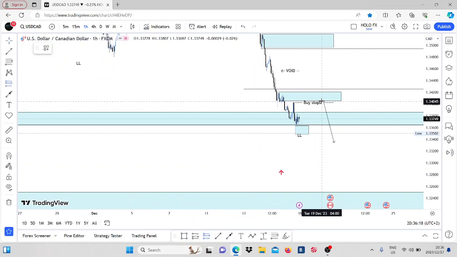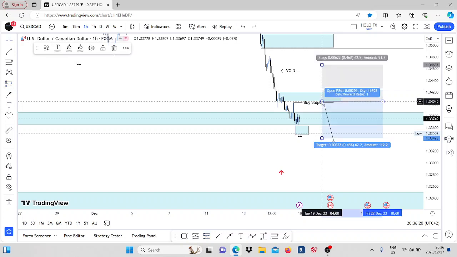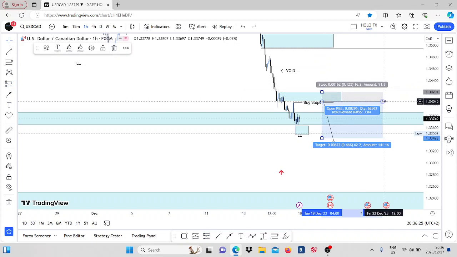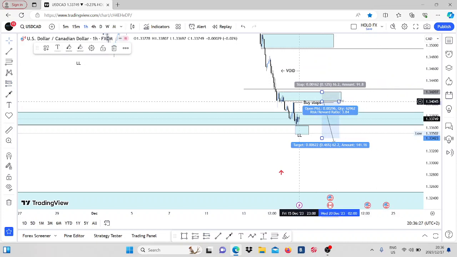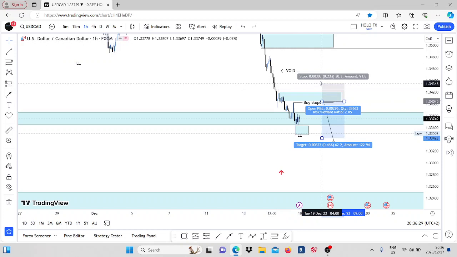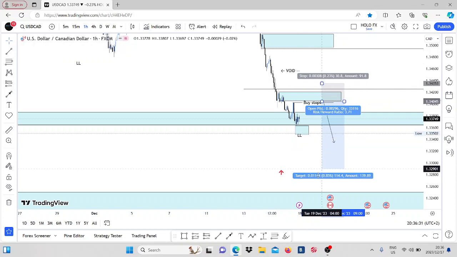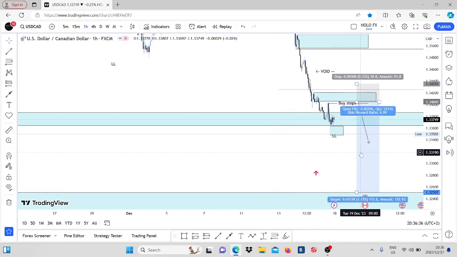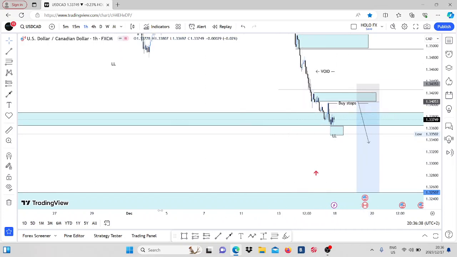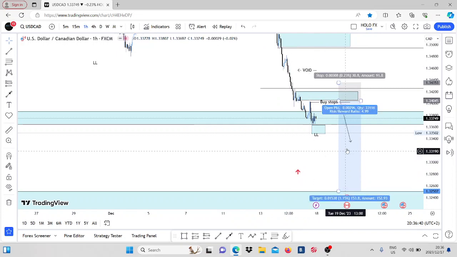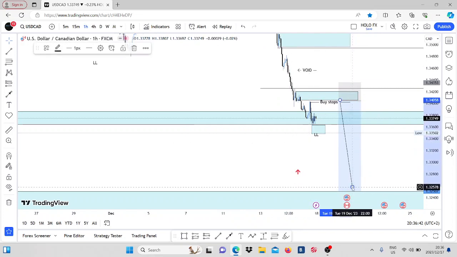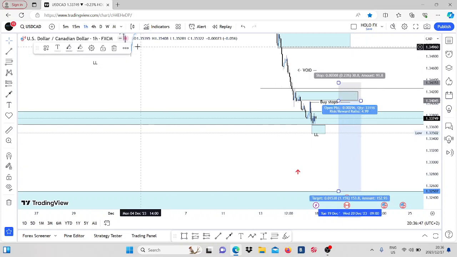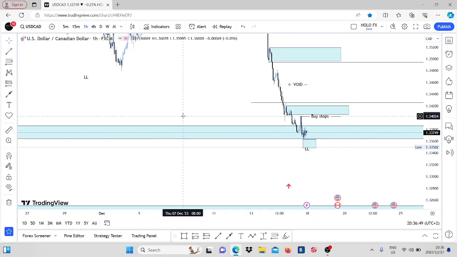If we're still selling, this would be a good setup. I don't like a 16 pip stop loss because it's too small. Probably 30 is fine. That's a good risk to reward, 1:5. If we're selling, we will see what the market is going to give us.